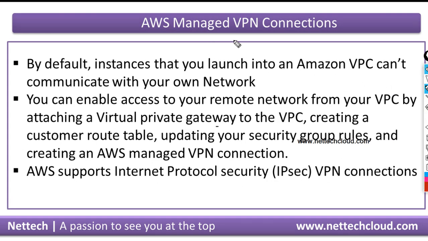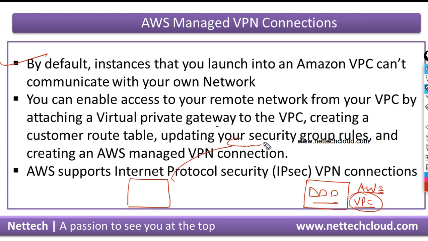So, AWS managed VPN connections. By default, instances that you launch into an AWS VPC cannot communicate with your own network. It means if AWS VPC, which is virtual private cloud, so instances inside this AWS VPC, by default, they will not communicate with in-house network infrastructure or on-prem data center.